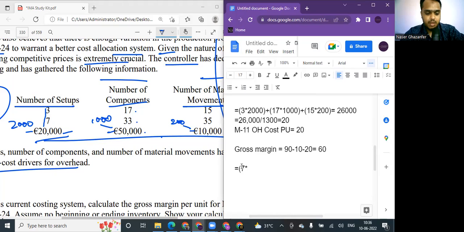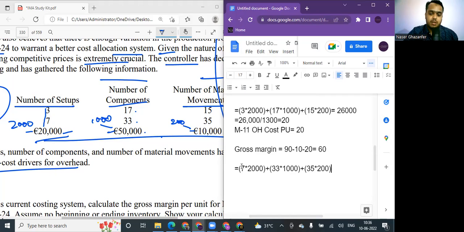7 multiplied by 2,000, bracket close, plus 33 multiplied by 1,000, bracket close, plus bracket open, 35 multiplied by 200. How much is the cost?